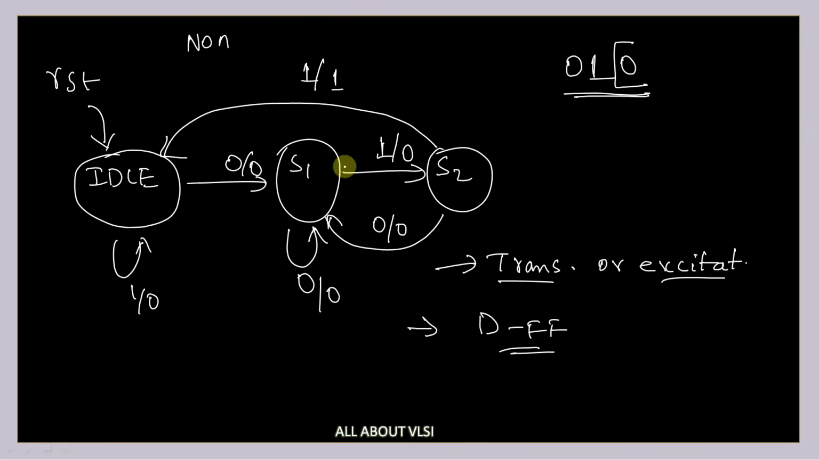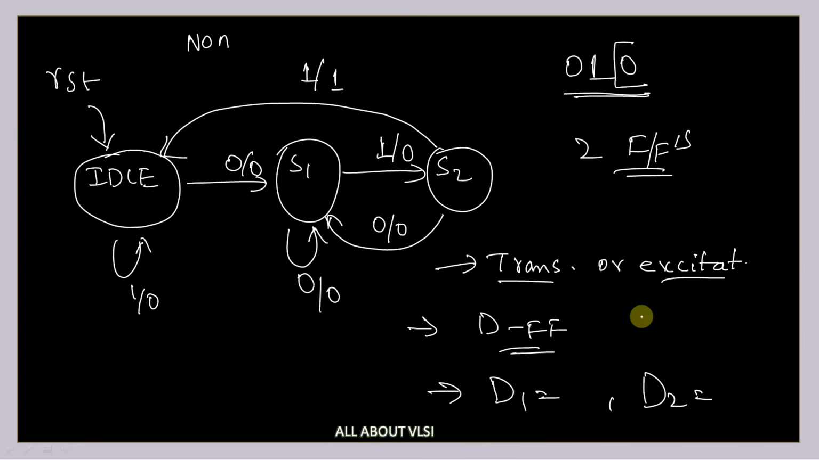How many states are there? 1, 2, 3. So in total I need 2 flip-flops. Okay, so I just need 2 flip-flops for achieving these 3 states. So I should find out D1 and I should also find out D2 using a K-map. By considering your transition table, you can get your D1 and D2.